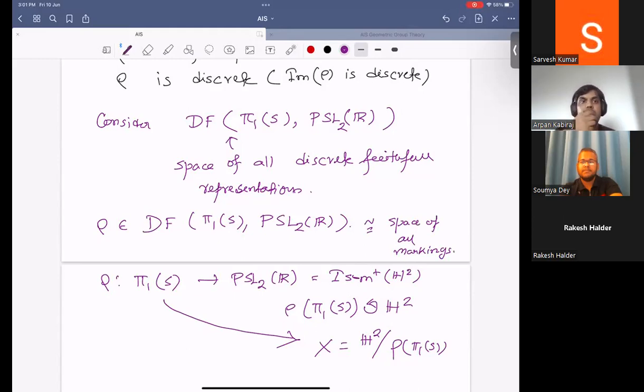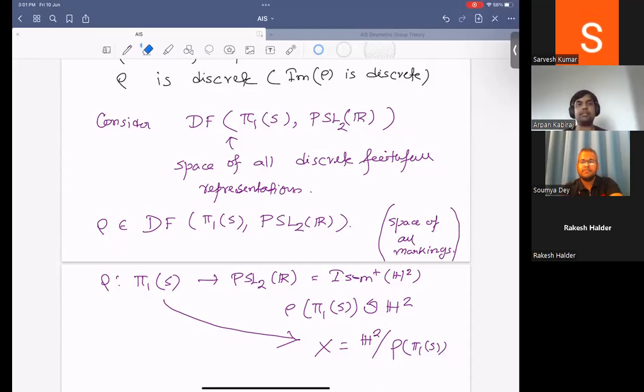Okay. Any questions? Okay. So now there are two things. Let me put this in brackets. This is not actually quite true. So let me not put this in brackets.